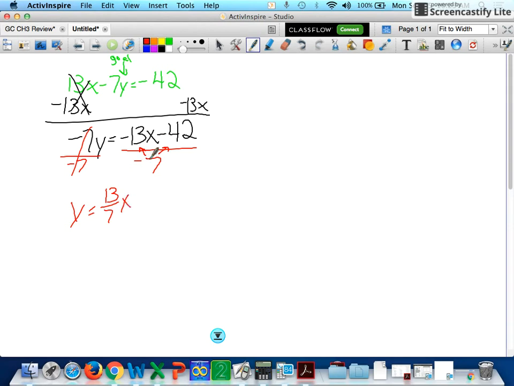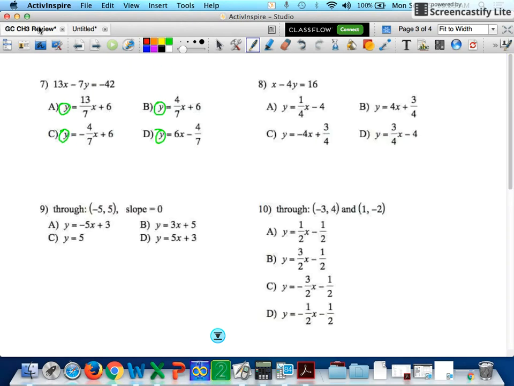Negative 42 divided by -7 is going to be a positive, and that does go in evenly. It's going to be a positive 6. So there's our answer. Let's hope that shows up. -13/7 plus 6. Perfect.